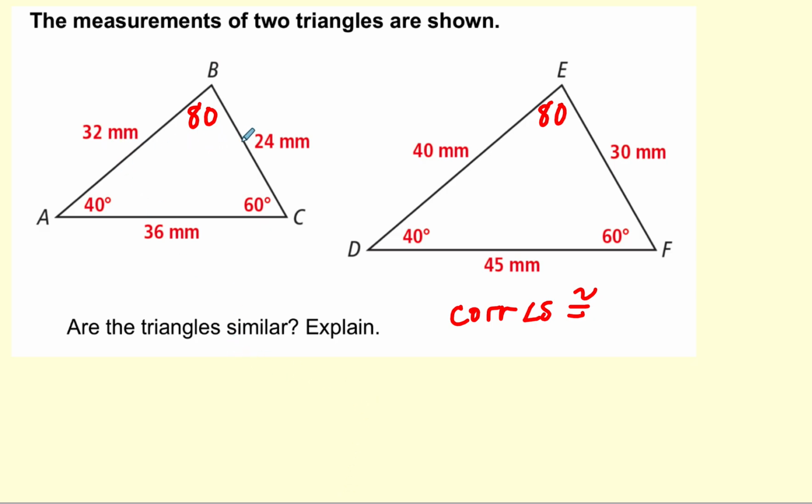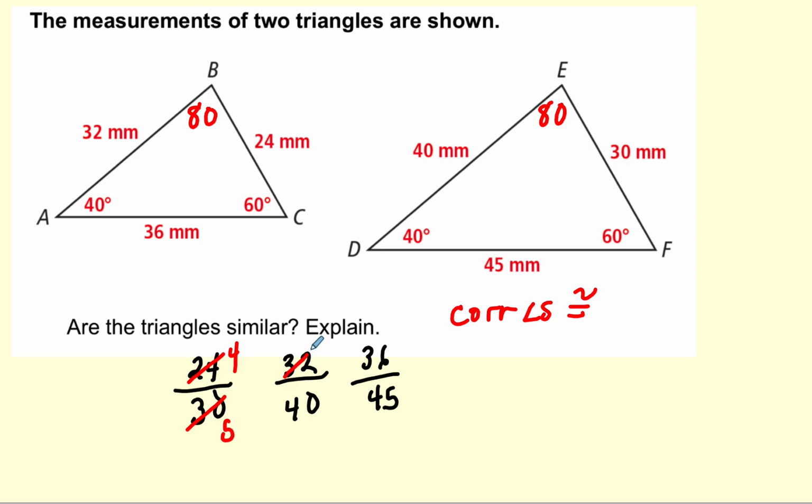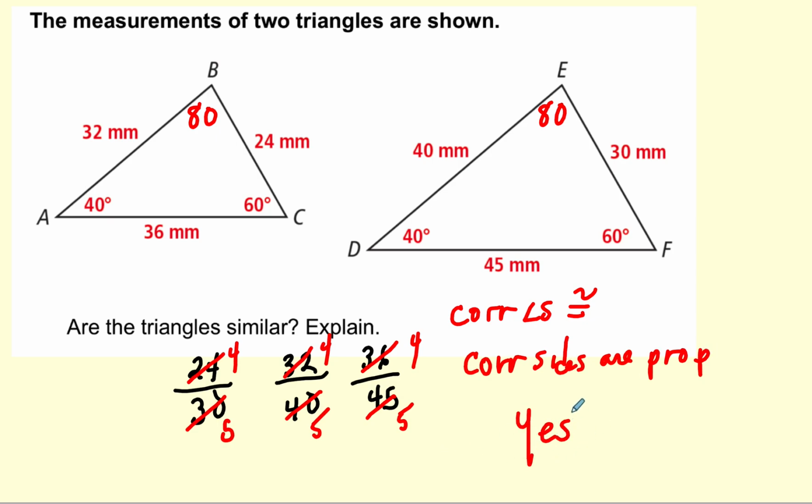So I'm going to look at the shortest side, which is 24, and compare it to the shortest side over here, which is 30. Compare the in-between 32 with the in-between 40. Compare the longest, which is 36, to the longest over here. Now I'm going to take a minute to reduce. 6 goes into here 4 times, 6 goes into here 5, 8 goes into here 4 times, 8 goes into here 5, 9 goes into here 4 times, 9 goes into here 5. So I can see that corresponding sides are proportional. And with these two requirements, I can say the answer is yes, these are similar.